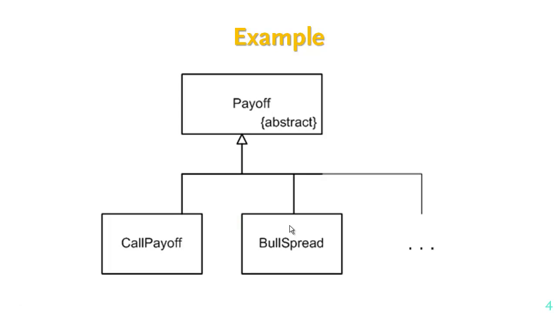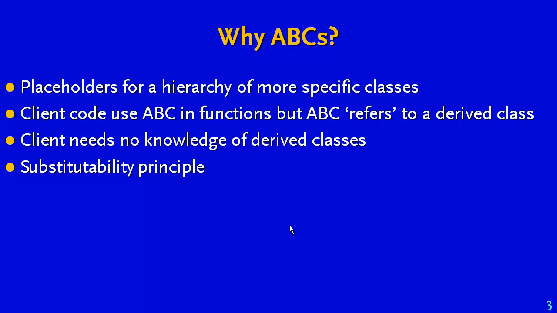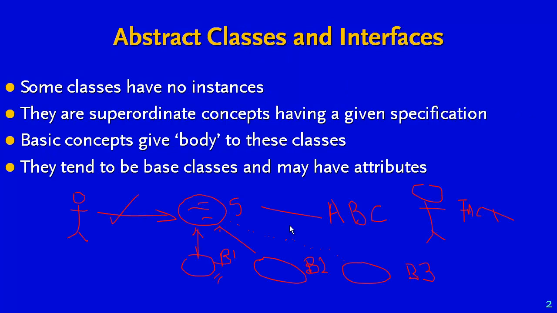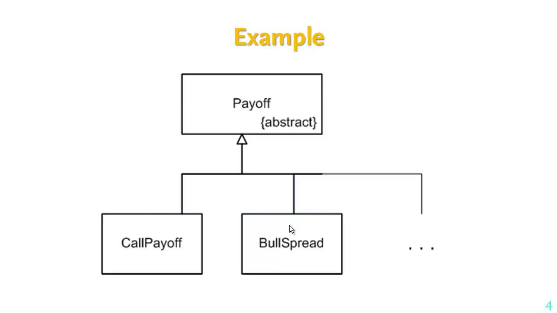Payoffs, fairly fundamental in option pricing. This is UML, Unified Modeling Language. It's a nice representation of classes, much nicer than the squeaky scrawly stuff I wrote here. Okay, so the base class is abstract. So payoff, you cannot create a payoff. It's too generic. It's a superordinate level. But you can create a call payoff and a bull spread payoff and a put payoff and so on.